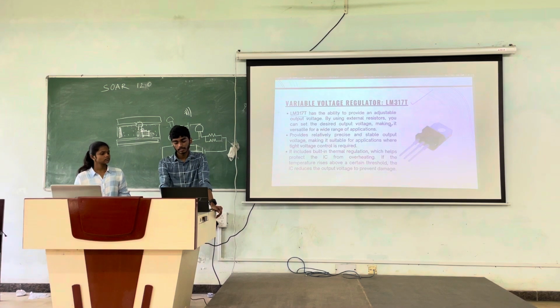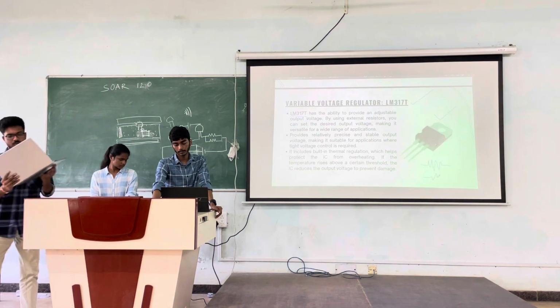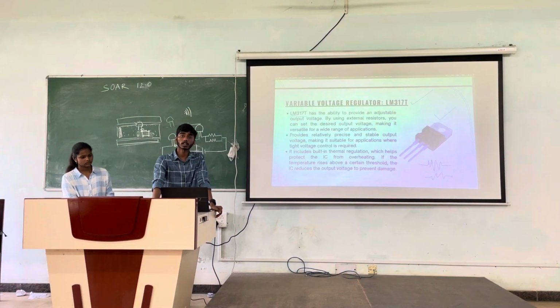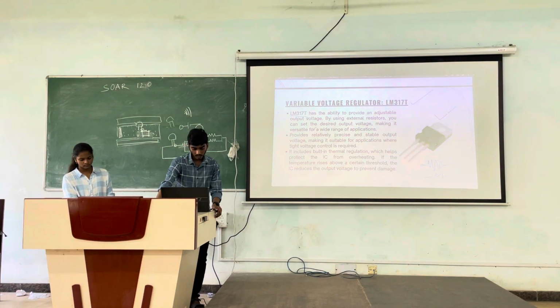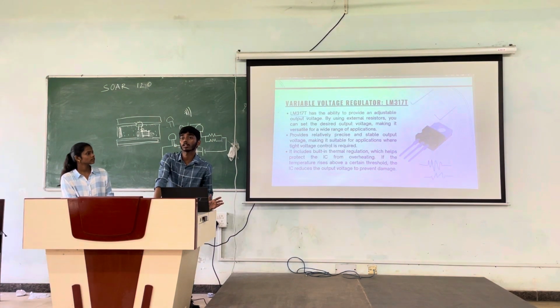So let's understand this. This is the LM317 IC, and in order to use it as a variable voltage regulator, we have to use some resistors externally, a resistor combination. So we'll use some resistors along with this IC, and we'll get voltage according to our requirement. Some more advantages it has. It provides a relatively precise and stable output voltage, making it suitable for applications where tight voltage control is required.